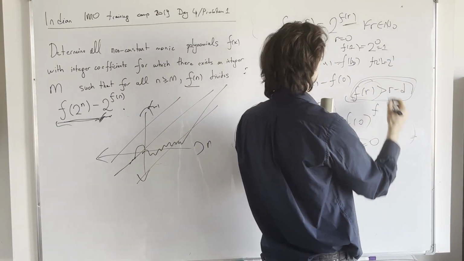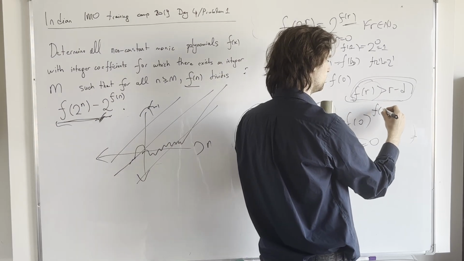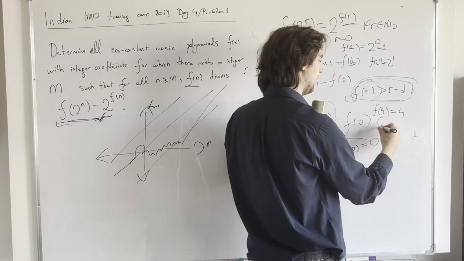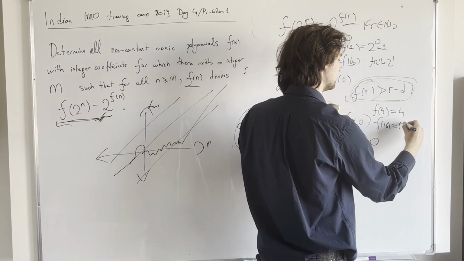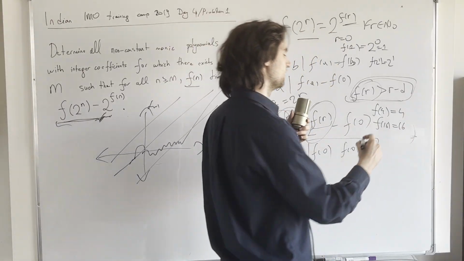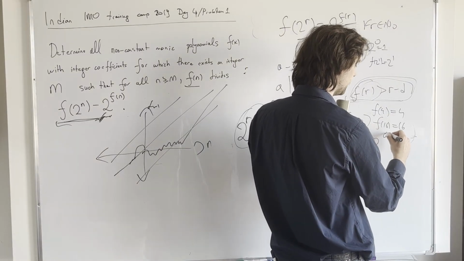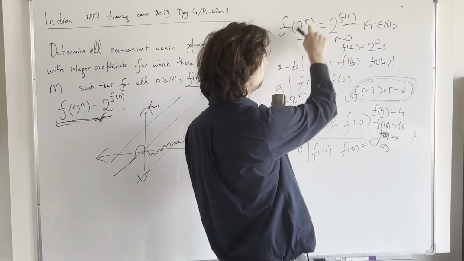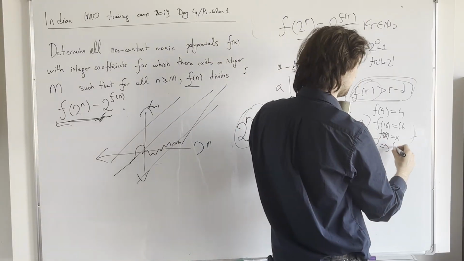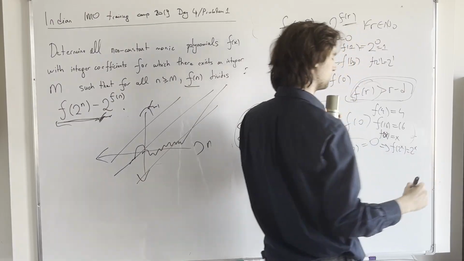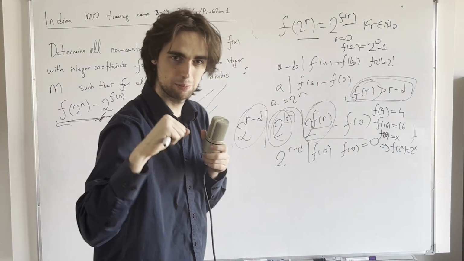And then I plug in a 2. I get f of 2 squared, which is 4, is equal to 4. I plug in a 4. I get that f of 16 is equal to 16. So on and so forth. If I have f of x is equal to x, this implies, when I plug in r equals x, that f of 2 to the x is equal to 2 to the x. Now what does this mean for my problem?